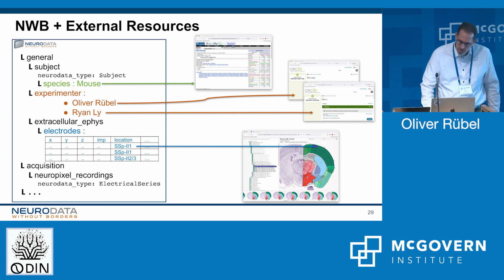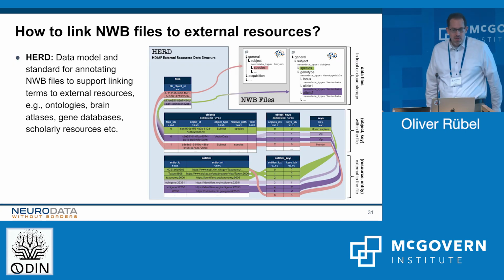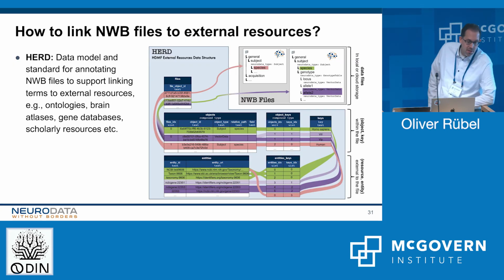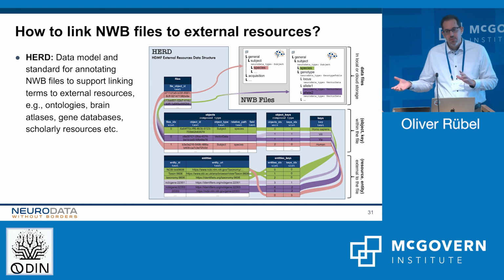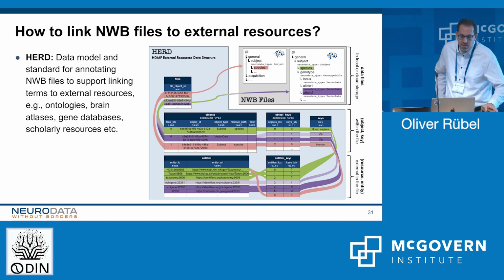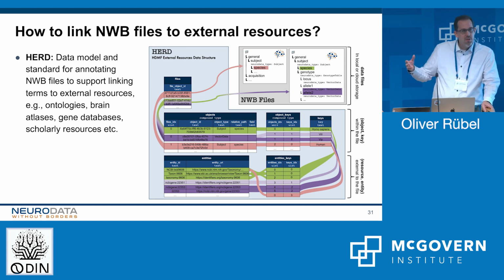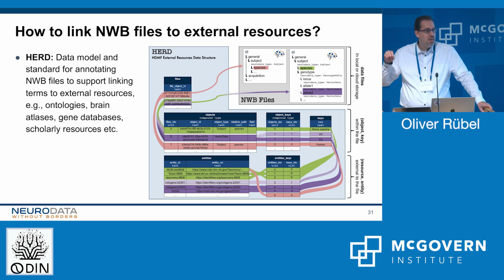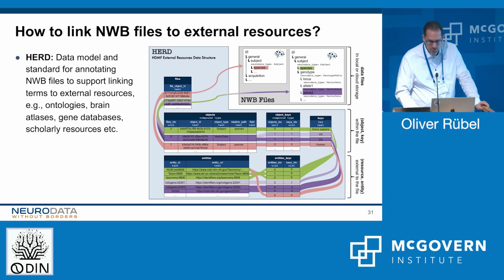And so, again, a little bit of a sneak peek of what we're working on. We're working on a data model and standard that allows us to annotate NWB files to support linking of individual terms to external resources. The HDMF External Resources data standard allows you to take a large collection of NWB files, identify the terms that you want to annotate, and link them to the external resources. You can do this with existing files as well as new data files. It sits on the side of the NWB file and annotates it, so you don't have to modify your file to do these linkages.